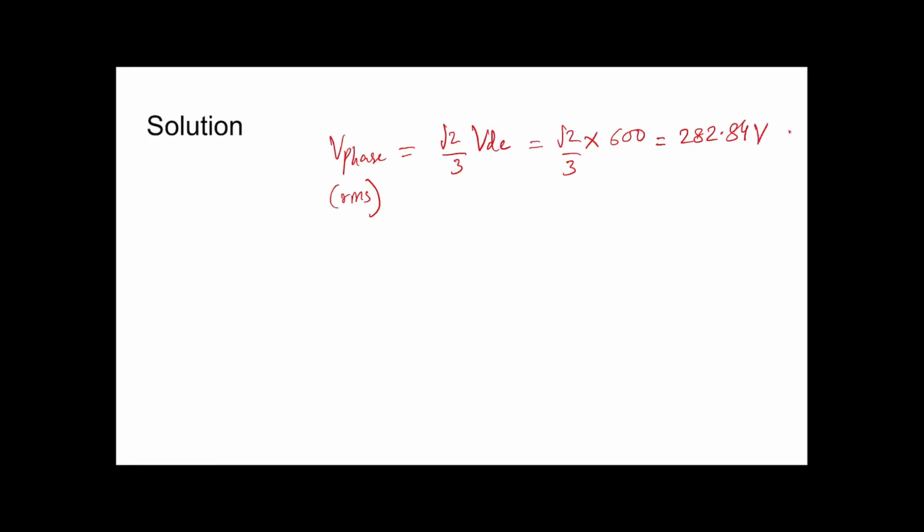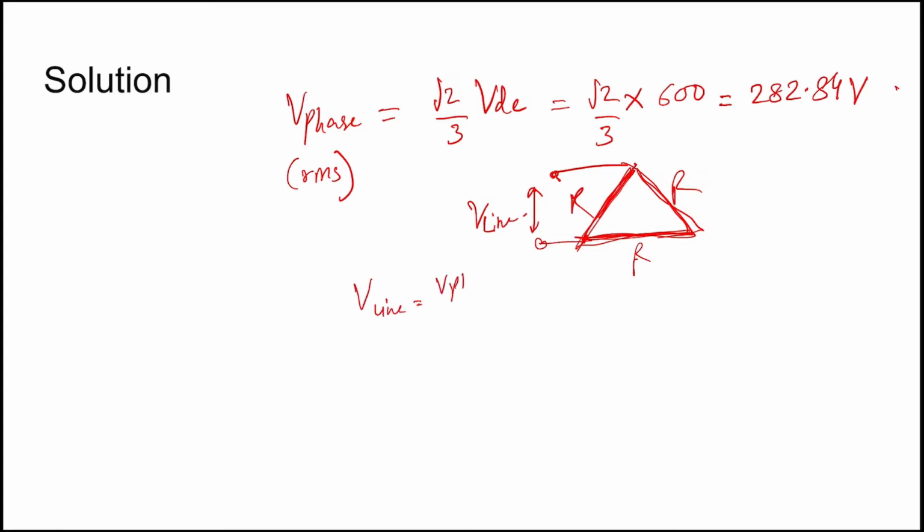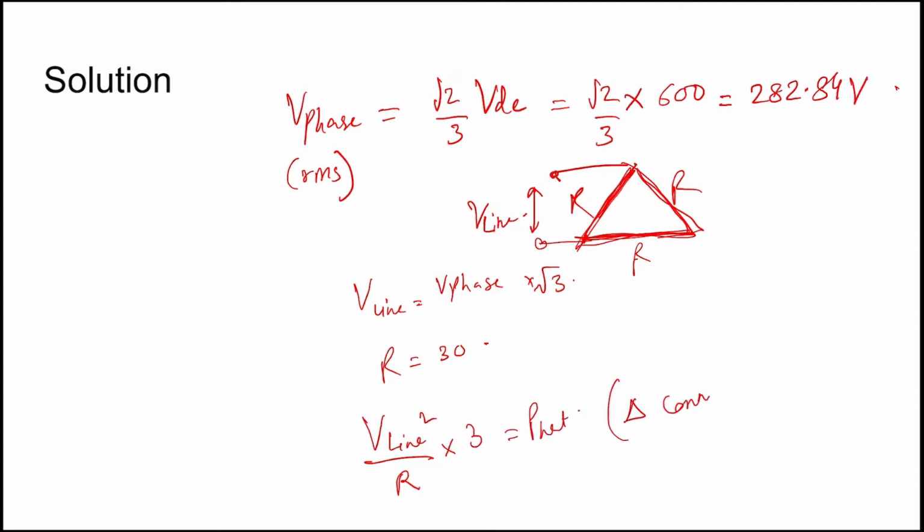282.8 volts. In the question, since it is given the load is delta, the voltage impressed across every resistance is V line. Now V line is V phase times root 3 and the value of R is given to be 30. Now V line square divided by R into 3 is the P net for delta connection.